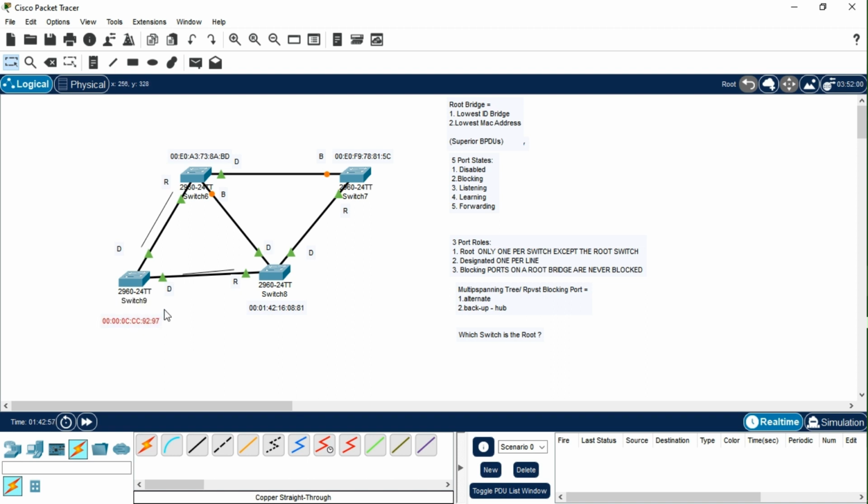So always think about it as superior BPDUs: lowest bridge ID, lowest MAC address, and then always think about it with regards to faster speeds.